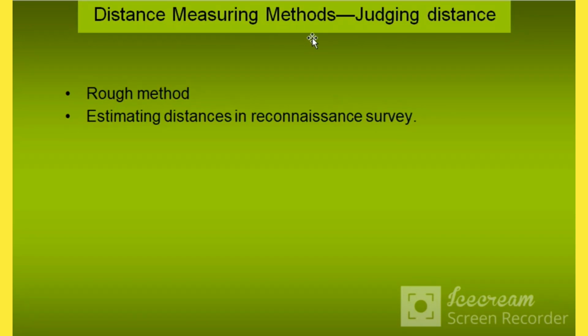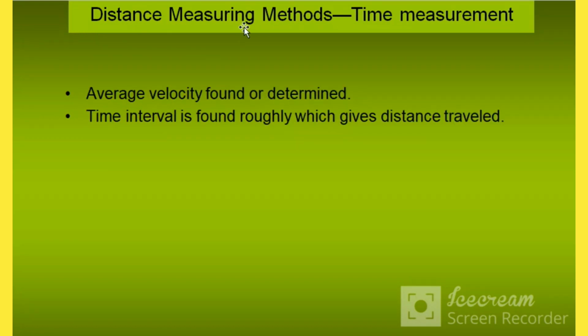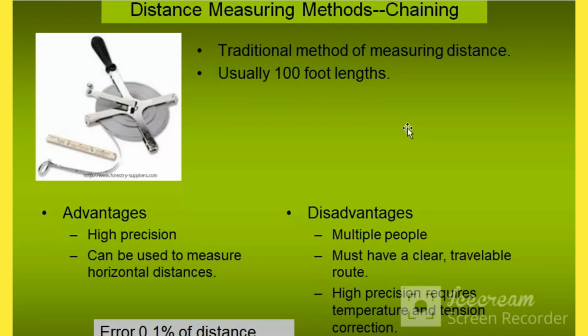Distance measuring method, judging distance. Rough method, estimating distance in reconnaissance survey. Distance measuring methods, time measurement. Average velocity found or determined. Time interval is found roughly which gives distance traveled.